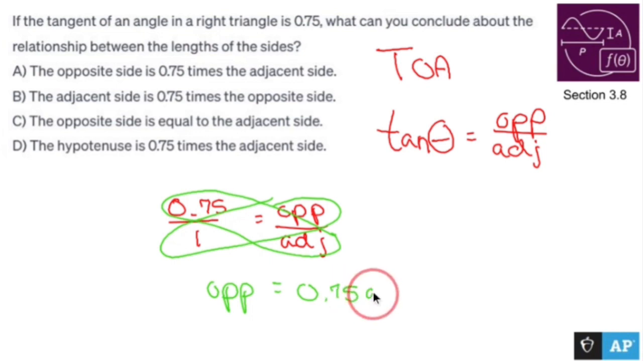Now, by writing it out this way, we can say a phrase like: the opposite side is 0.75 times the adjacent side. The opposite side is 0.75 times the adjacent side. The answer is A. Now, I know there's other ways that we could do this, probably a simpler way, but this is me just breaking it down and making it simple in my little mind.